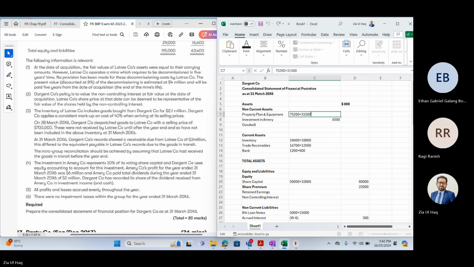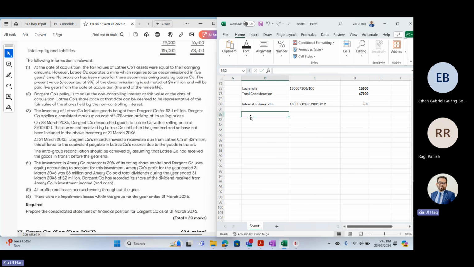Should be added with 800 or how much is the amount? 4 million. 4 million. So we are writing figures in thousands. So 4,000 property, plant and equipment should be added. And what's the depreciation? Can you calculate depreciation on it?